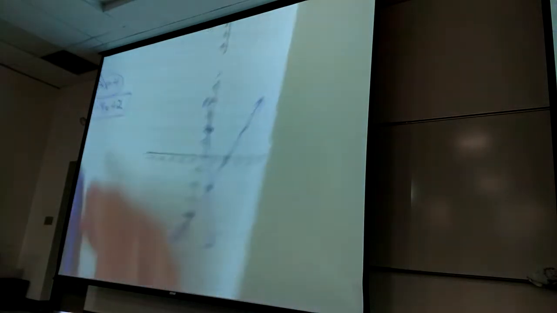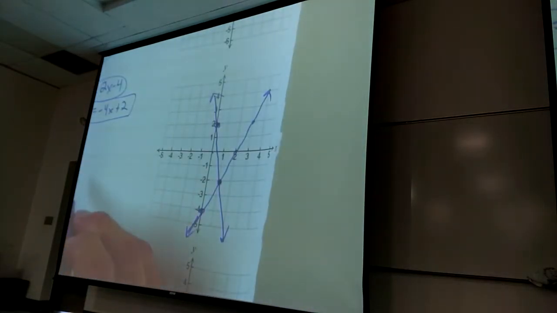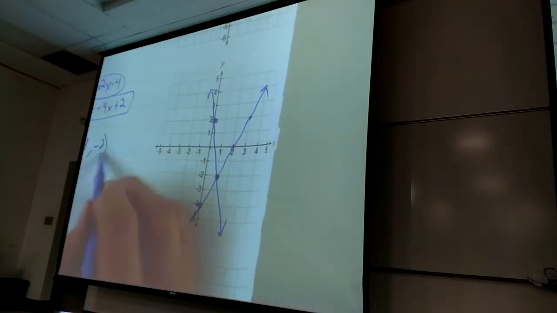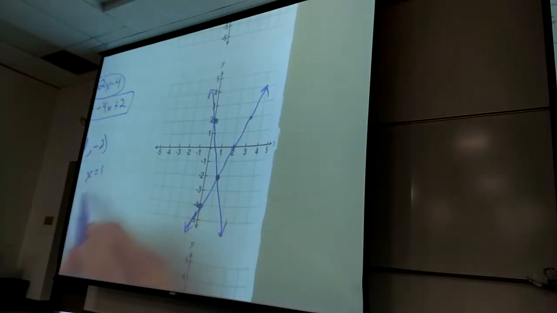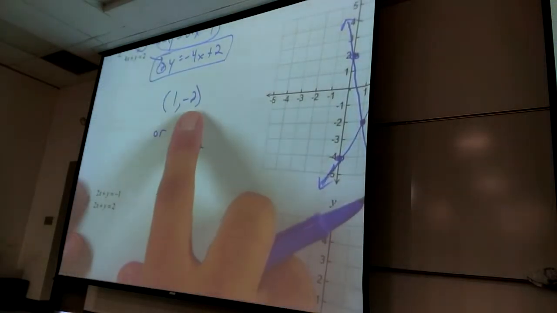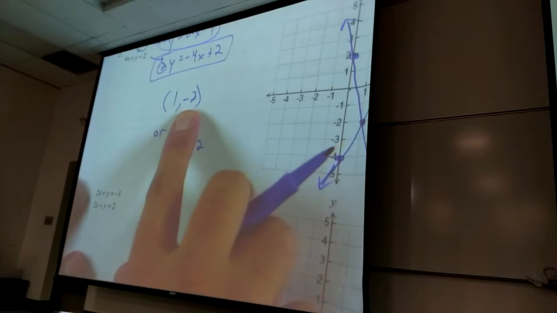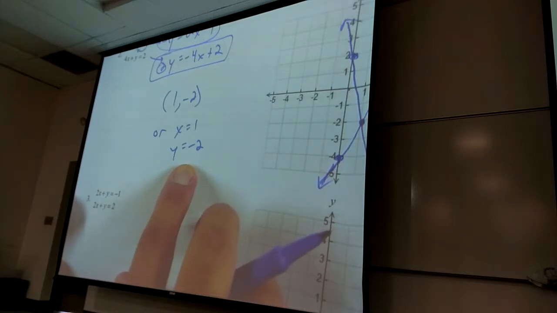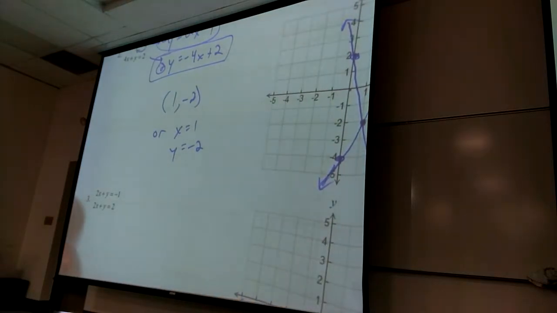So what's the answer? Careful. (1, negative 2). Preferably you would write a point, but you could also write x is 1, y is negative 2. That answers that system of equations. How are we doing? Any questions so far?